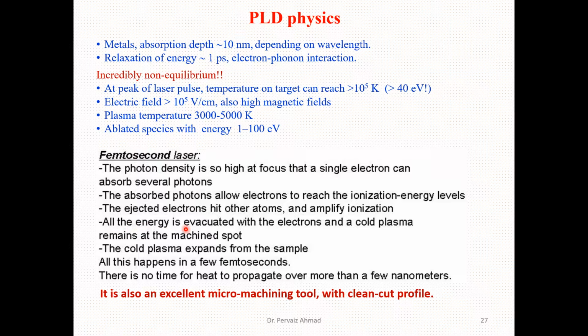All the energy is evacuated with the electrons, and a cold plasma remains at the machined spot. The cold plasma expands from the sample. All this happens in a few femtoseconds. A femtosecond is almost one quadrillionth of a second. So there is no time for the heat to propagate over more than a few nanometers. So it is also an excellent micromachining tool with a clean cut profile.